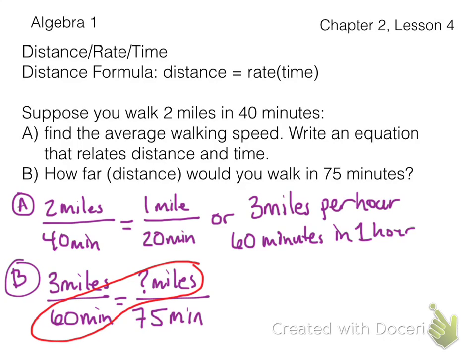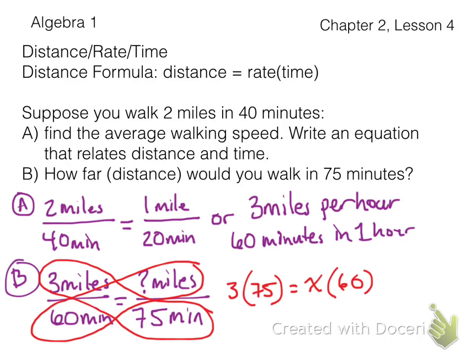So this times this, which is 60 minutes times unknown miles, equals 3 miles times 75 minutes. And so I'm going to set that up as 3 times 75 is equal to x times 60, since I don't know, that's basically x miles. So we use a variable since we don't know what it actually is. So now we're going to go ahead and simplify. I'm going to do 75 times 3, which is 225, is equal to 60 times x.